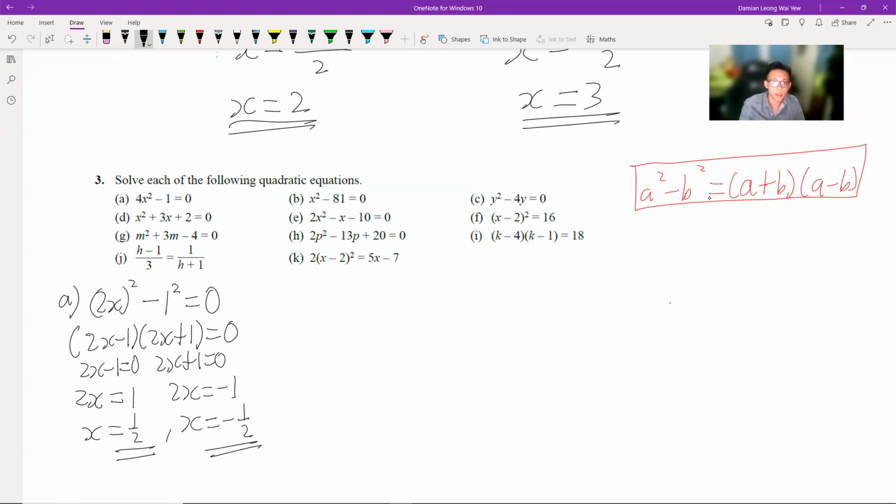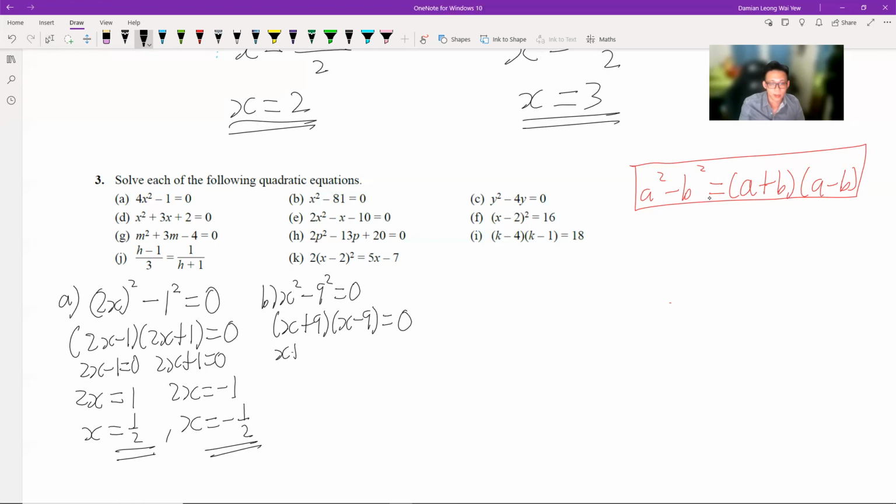Okay. So part B is basically the same principle. 81 is the same as 9 squared. So I can factorize into x plus 9, x minus 9. You see, I can put minus first and then plus, or plus first and then minus. Doesn't matter. It's the same.